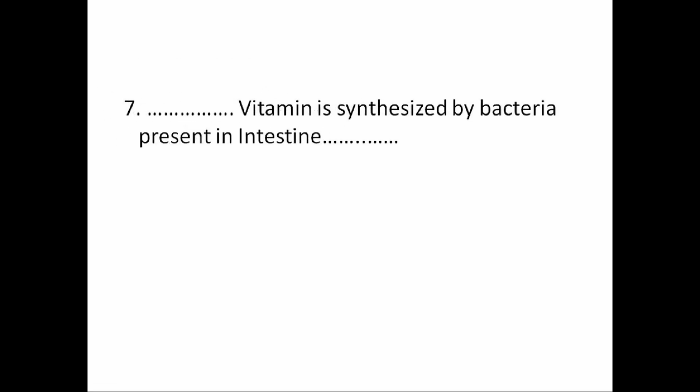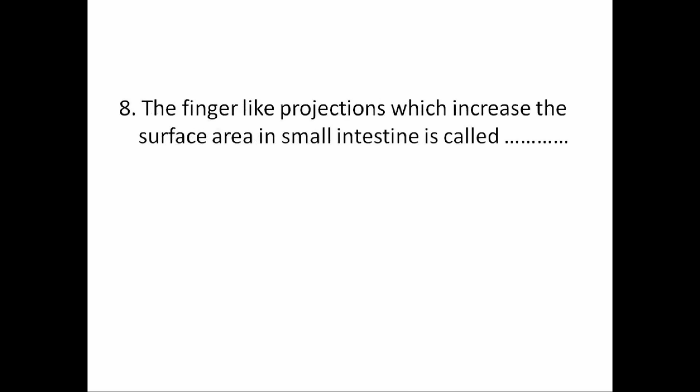The gastric juice contains hydrochloric acid. Which vitamin is synthesized by bacteria present in the intestine? Cyanocobalamin or B12. The finger-like projections which increase surface area in the small intestine are called villi.